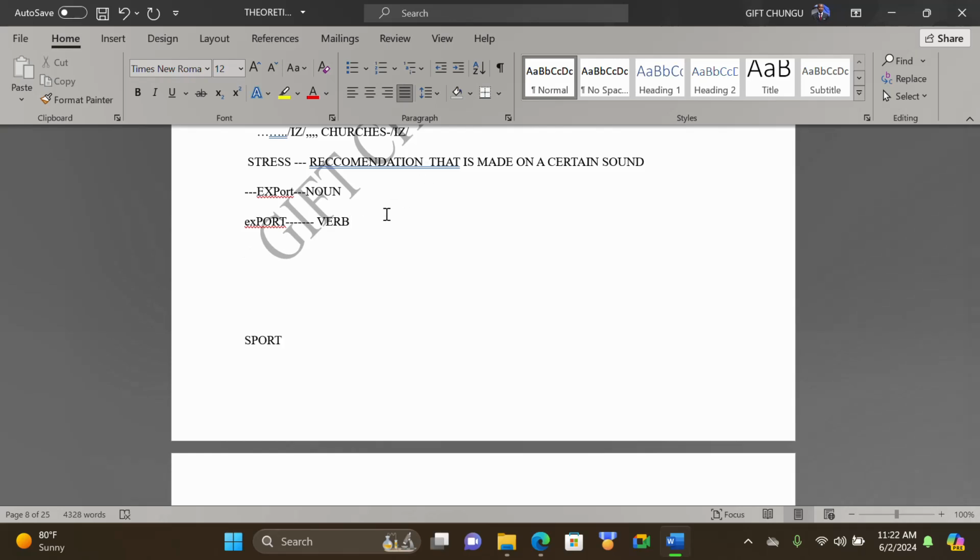Same applies to this word, this one, and also this one. This is the name of the person, which is a noun. This one is the verb, to go forward, to move forward, like that. That is a verb. So when you stress the back of the word, that is a noun. When you stress the front of the word, that is a verb. That is what we are looking at there.